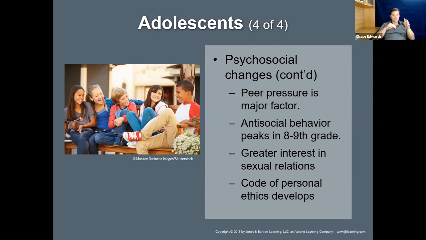Adolescents may grow a greater interest in sexual relations. No way. They make movies about it. Crazy as it seems. And then they also develop a code of personal ethics based partly on their parents' ethics and values and partly on the influence of the adolescent's environment.